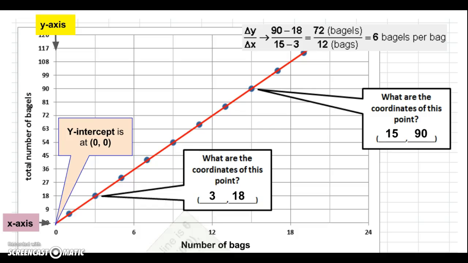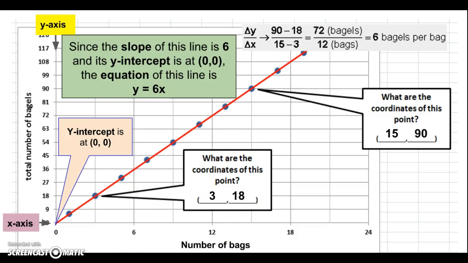Slope-intercept form tells us we can name our line. Since the slope of this line is 6 and its y-intercept is at 0, 0, the equation of this line is y equals 6x. Notice there's no b here because all we'd be adding is a 0. So 0 plus anything is just itself. So we can just leave it as the slope and our x and y.